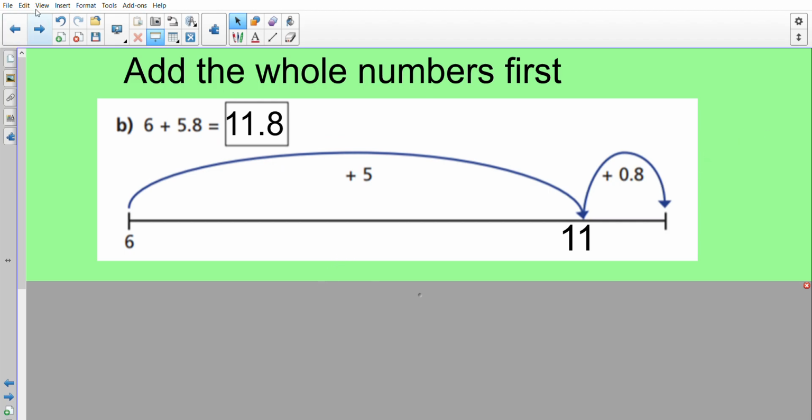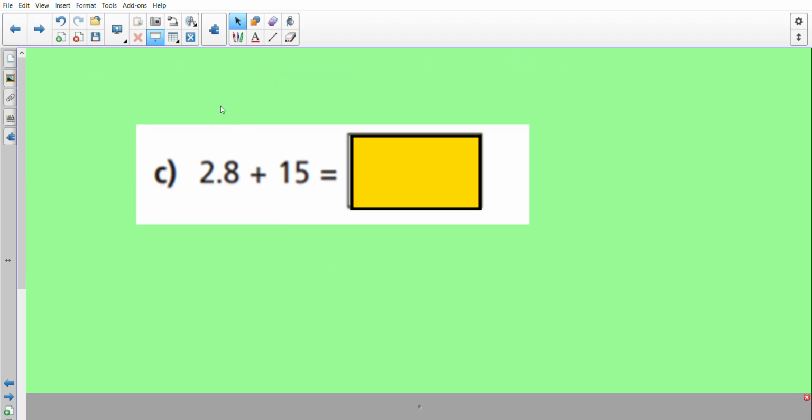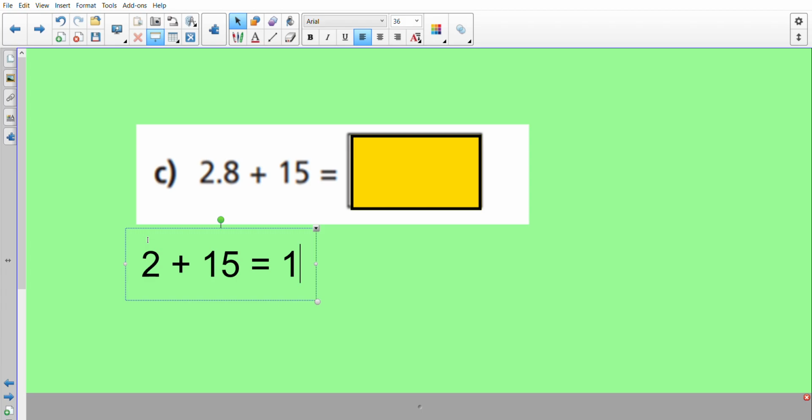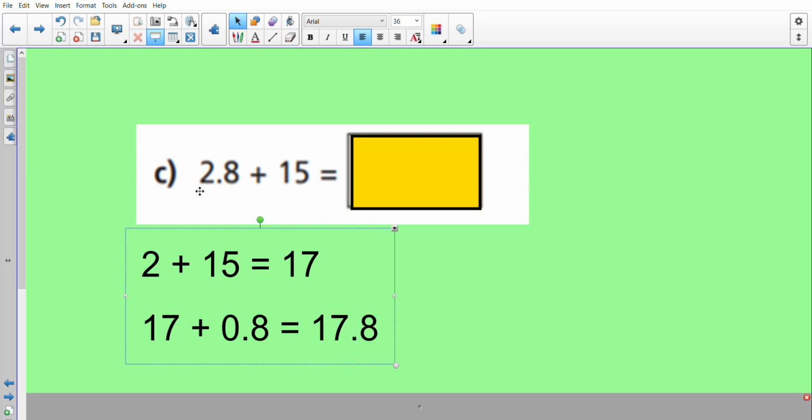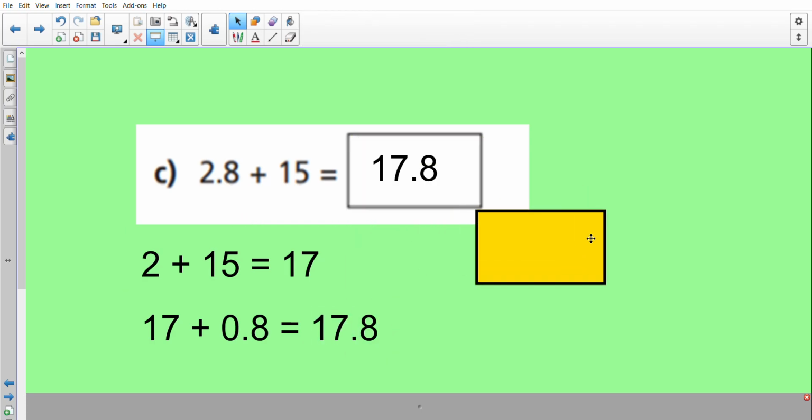Okay. Let's try another one without the number line. So 2.8 add 15. So what we need to do is add the whole numbers first. So we'll do 2 add 15 equals 17. And then we've still got this 0.8 to add, haven't we? So we'll do 17 add 0.8 equals 17.8. And there we have our answer.